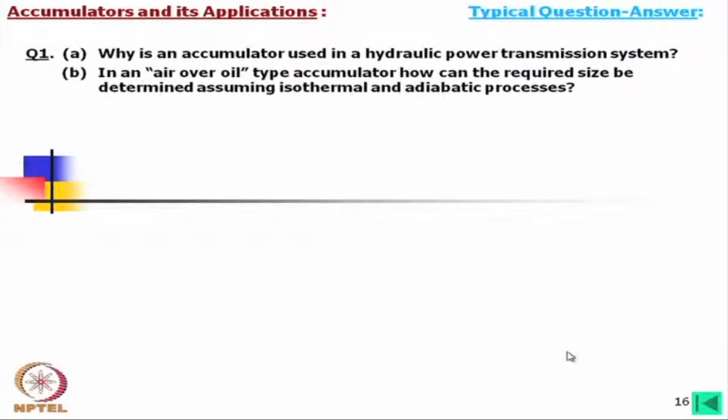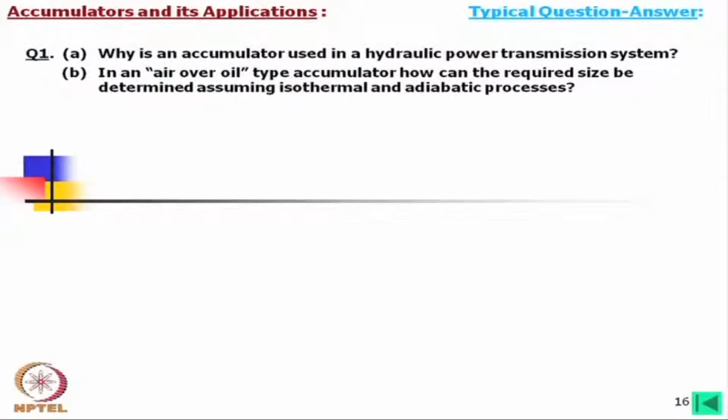Second part, part B, in an air over oil accumulator, that means in this accumulator maybe we can think of a piston type, gas is air and the bottom is oil type of accumulator. How can the required size be determined assuming isothermal and adiabatic process?